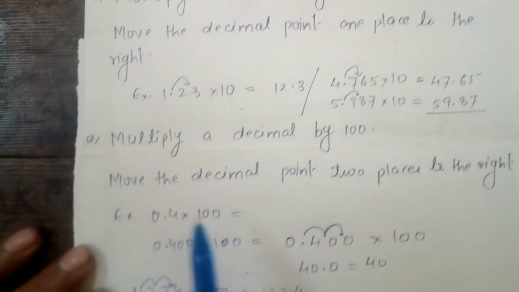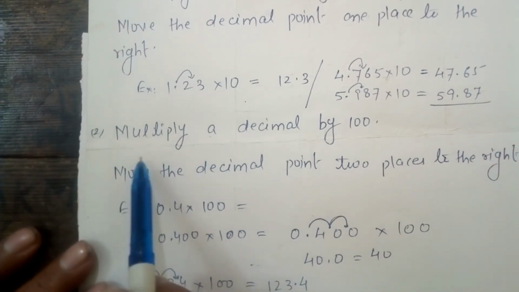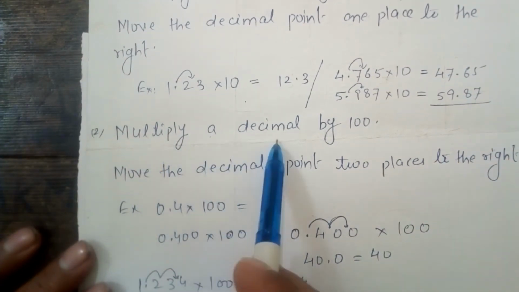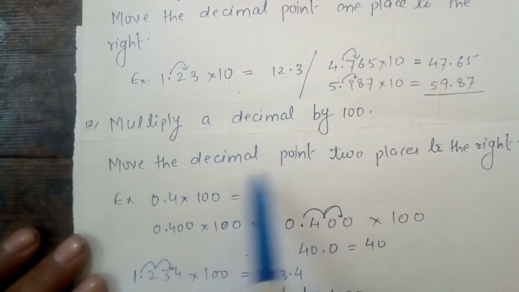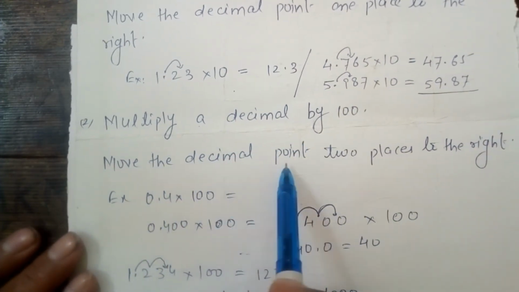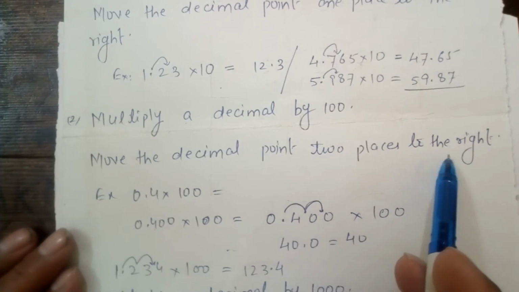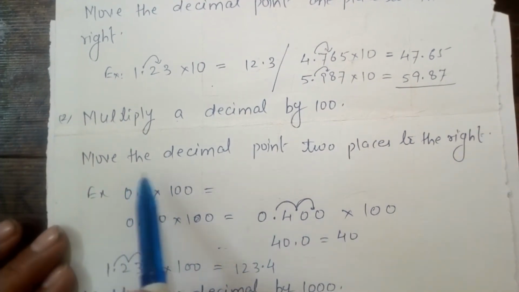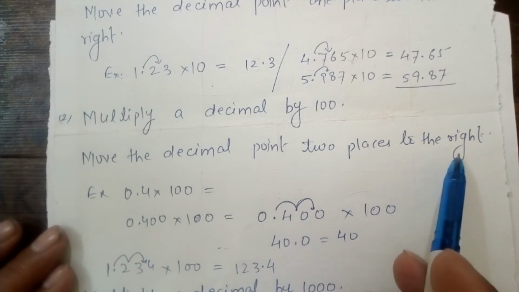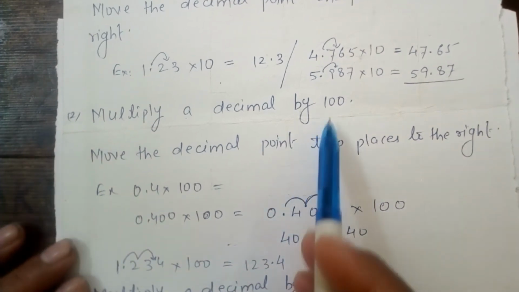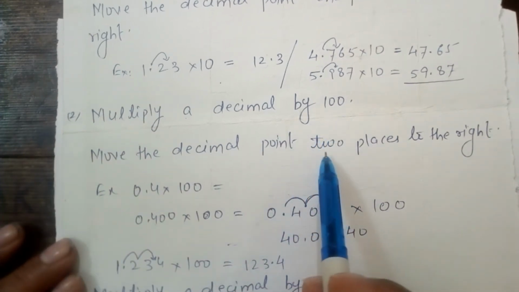Okay. Your next topic is multiply a decimal by 100. We will apply the statement: move the decimal point two places to the right. That's because in 100 the number of 0s is 2.